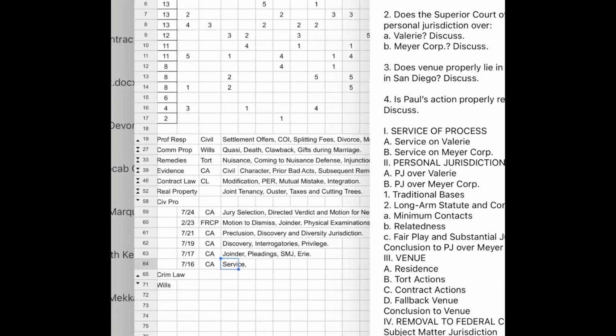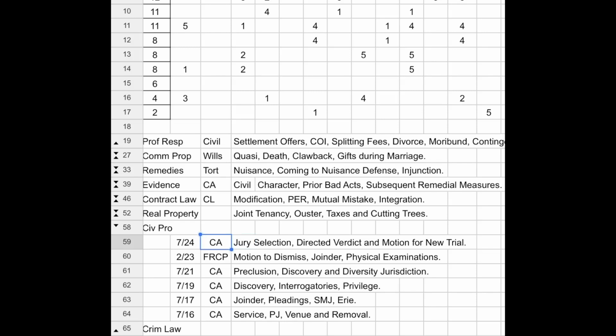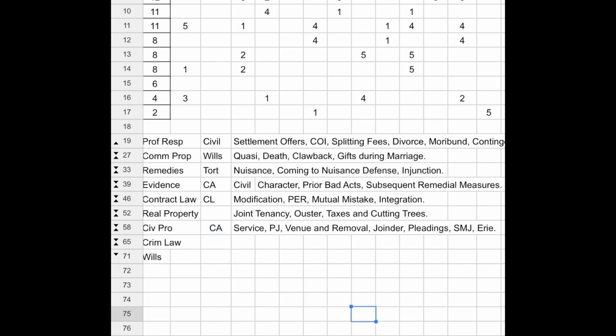PJ, venue, and removal. If you see this, I would say California for sure, because it seems like they love California. We're from California. We love California, right? So I would say take a look at this service, 7/16, and then take a look at this joinder one. Let's add that in there. So California service, look at those top, removal, all that stuff.